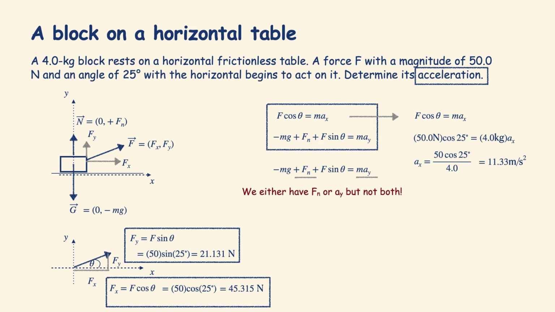So we can spell out this rule very simply. Either Fn is going to be 0 or Ay will be 0. We will never have to worry about both of them sitting there in the equation that we don't know.